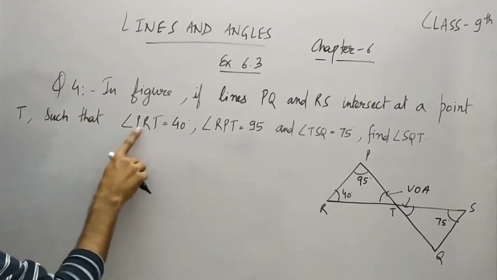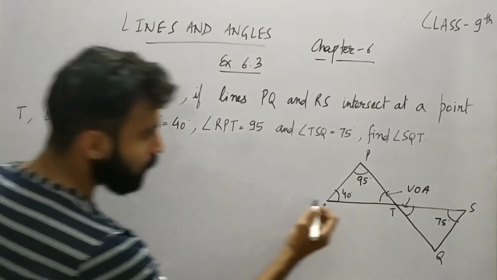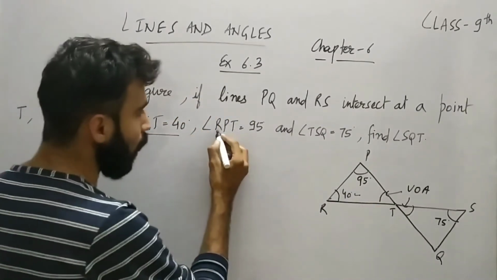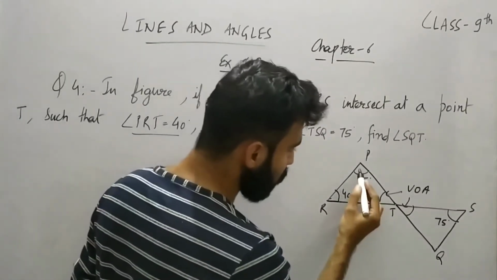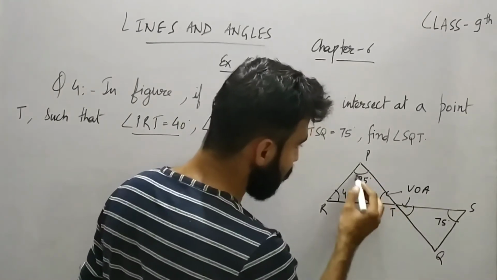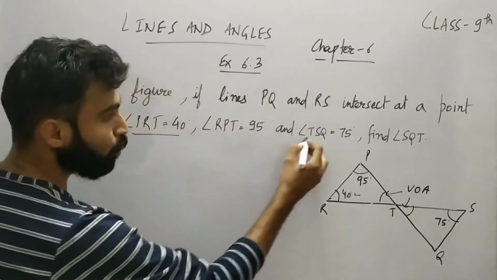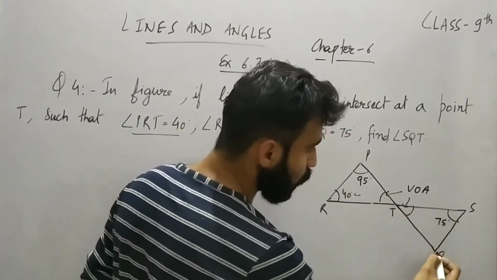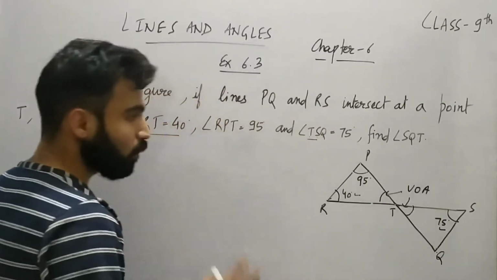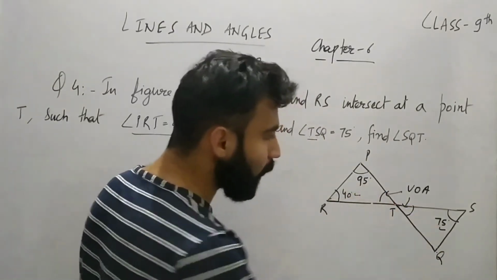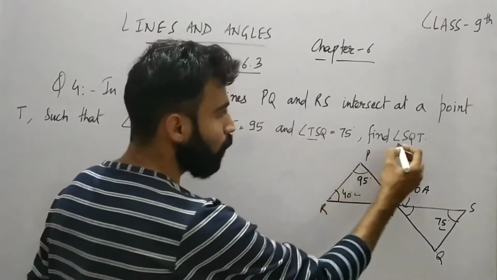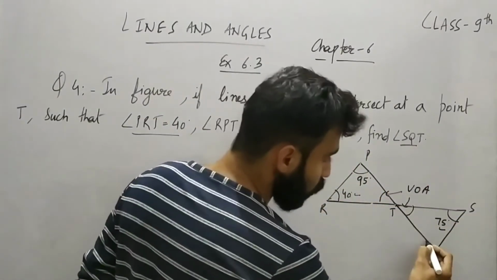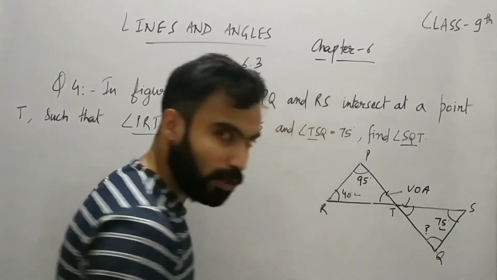Such that angle PRT is given to us as 40 degrees. Further, angle RPT is 95, so let me mark that RPT, this angle is 95. Also there's another angle, TSQ, which is 75 degrees, right? So three angles are given to us, 40, 95 and 75 respectively. Now what we have to find out is angle SQT. This is the angle we have to find in this question.